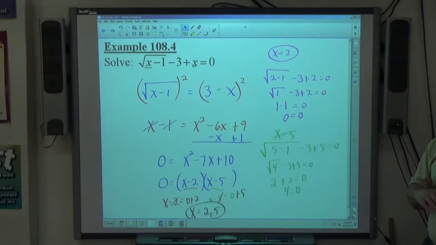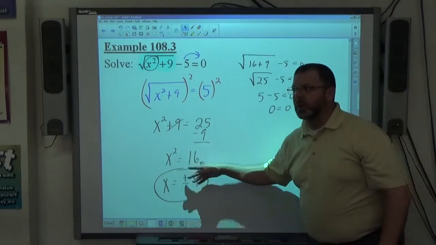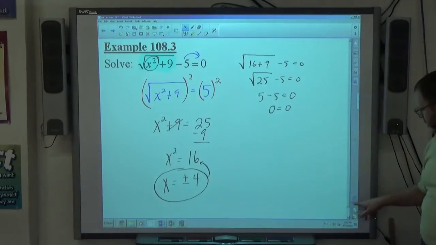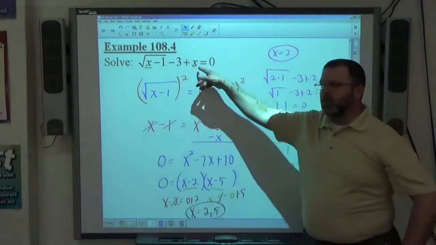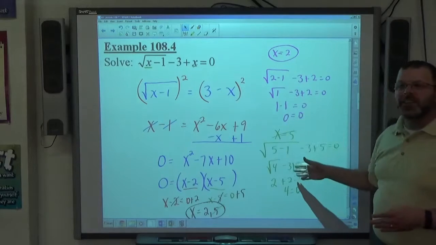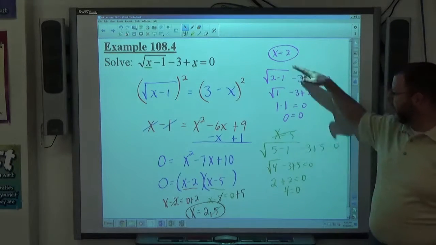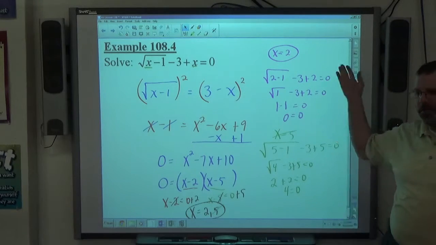The only time I usually see multiple answers working is back to example 3. x squared equals a number, then you get multiple answers that work. When it's like this, usually only one answer works. But don't not test another number just because I said that. Always check both, see if they work or not. If they work, fine. If not, throw them out.